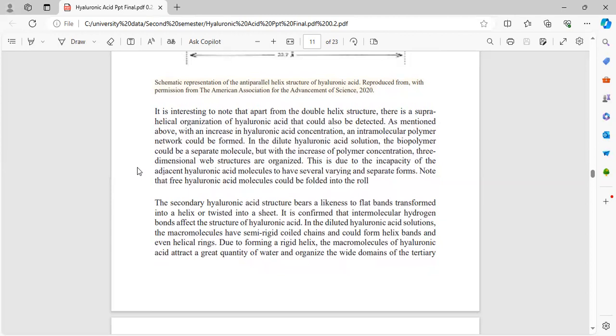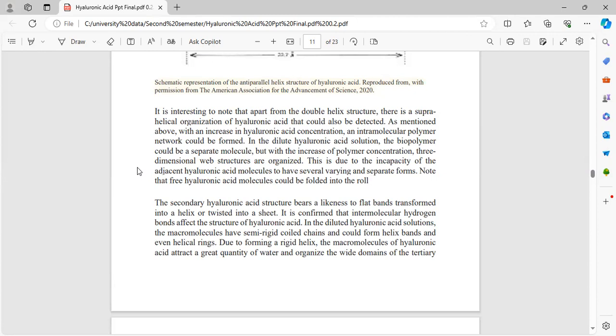With an increase in hyaluronic acid concentration, an intermolecular polymer network could be formed in the diluted hyaluronic acid solution. The biopolymers would be separated molecules, but with increases in polymer concentration, three-dimensional web structures are organized. This is due to the incapacity of the adjacent hyaluronic acid molecules to have several varying and separate forms. Note the free hyaluronic acid molecules could be folded into a row.